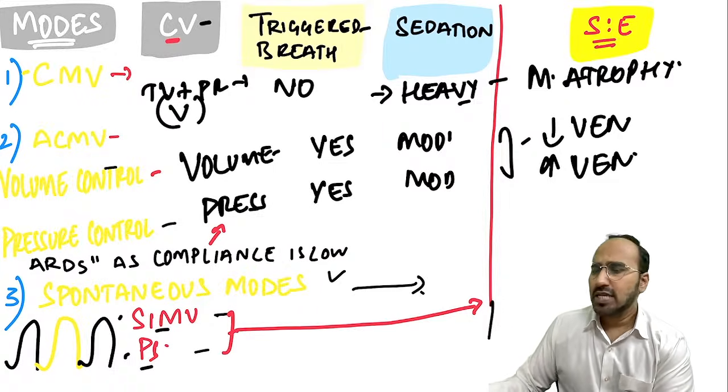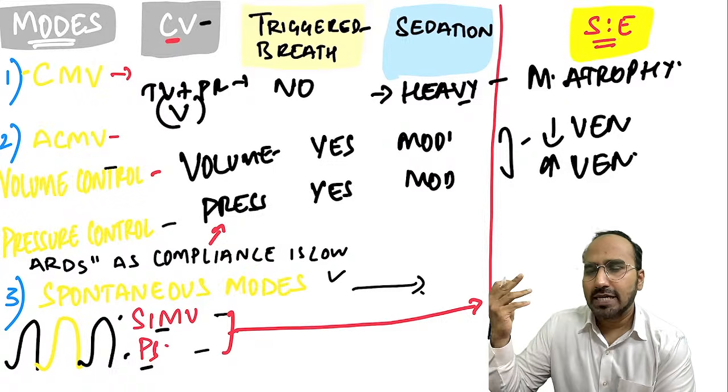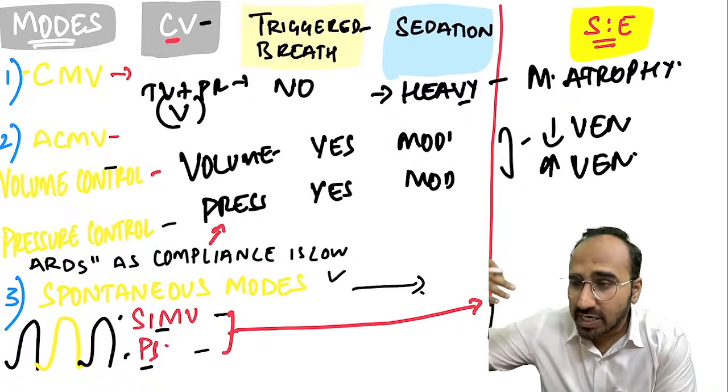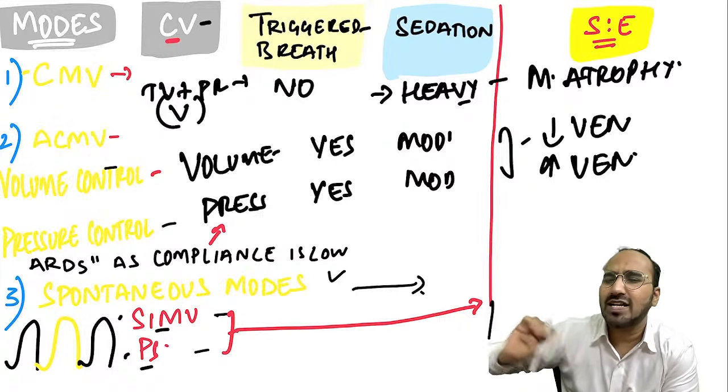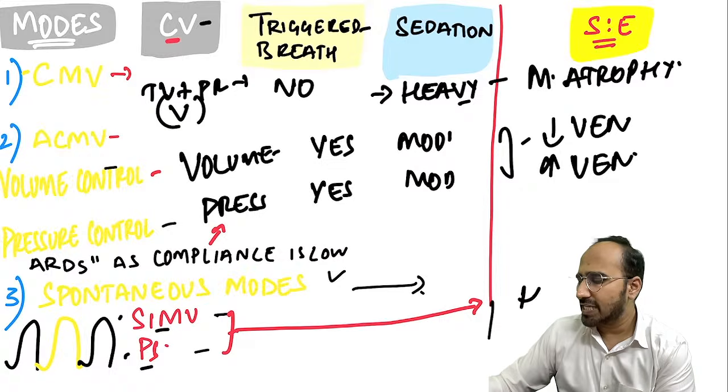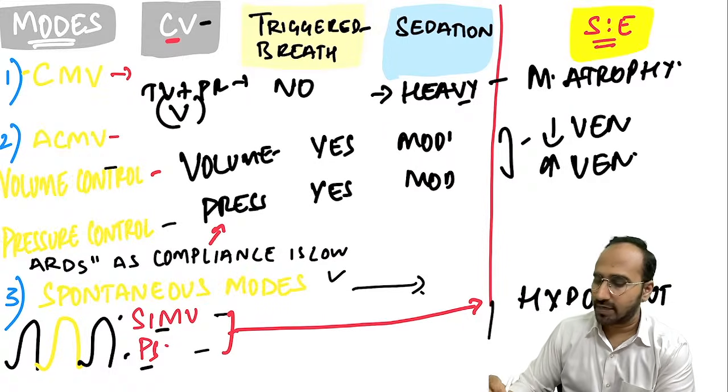SIMV mode means the ventilator is basically allowing the patient to breathe on his own. Whenever the patient is not able to breathe, the ventilator gives some support to the patient. But again, with these modes, there are many chances the patient might develop hypoventilation. Hypoventilation can occur with spontaneous modes.